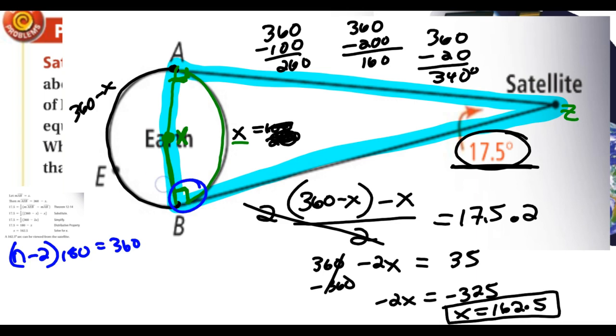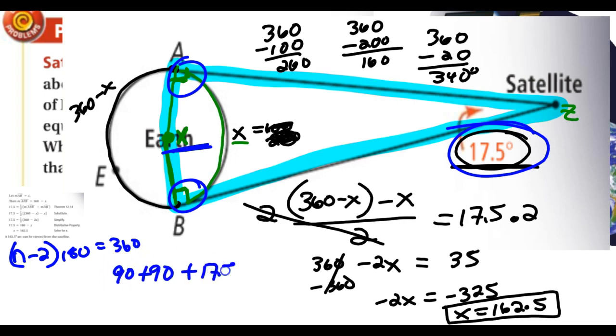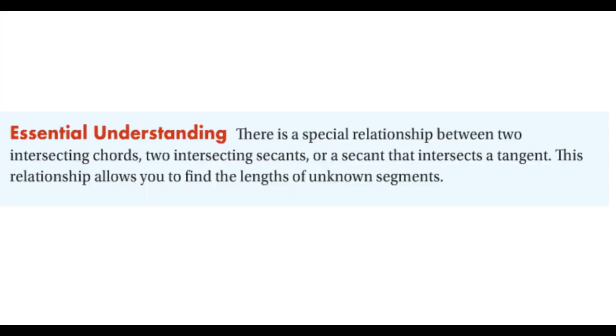So I've got 90 degrees, I've got 90 degrees, I've got 17.5 degrees, and I've got x. So I know that 90 plus 90 plus 17.5 plus x is equal to 360. Solve for x, you're going to get the same value right here. So there's more than one way to solve that type of problem.